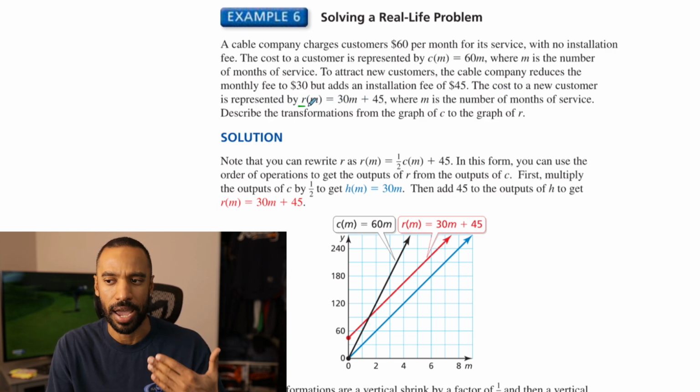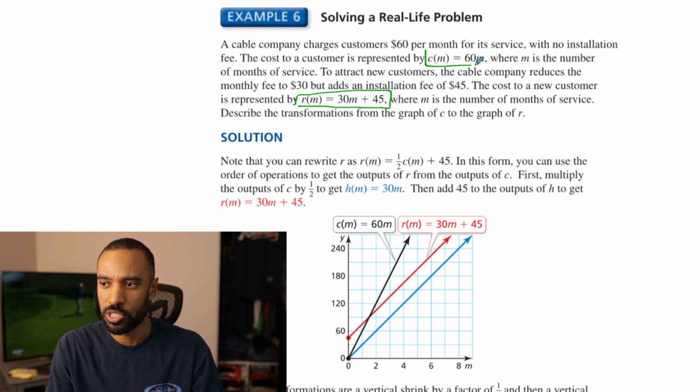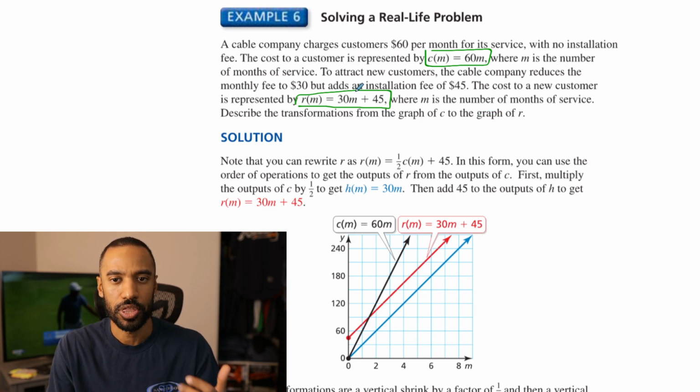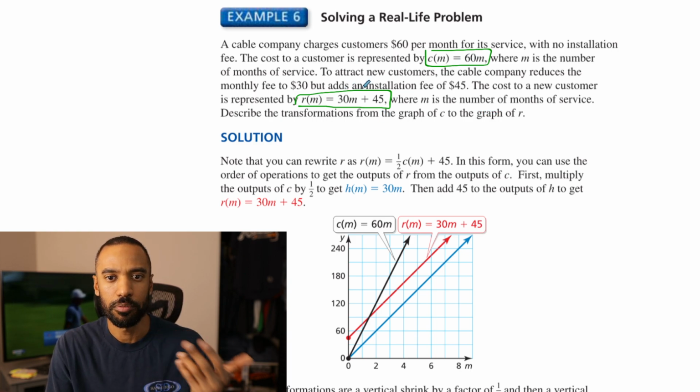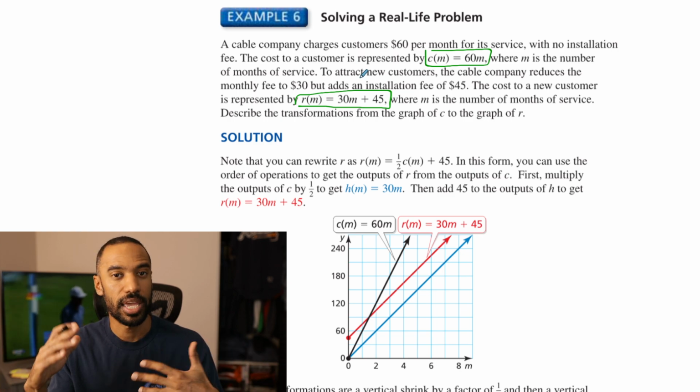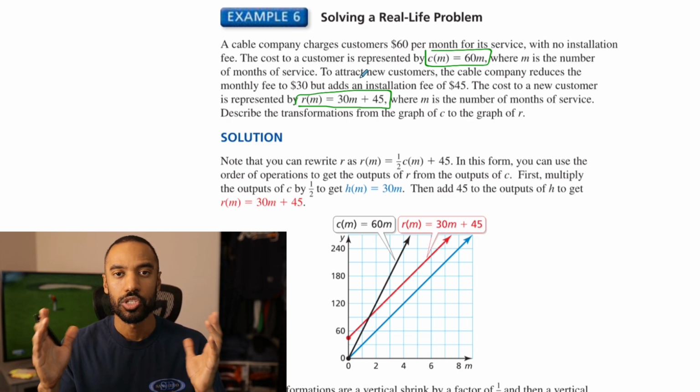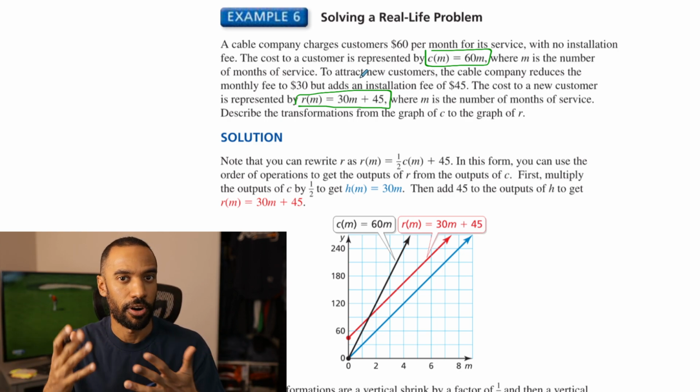And hopefully you can understand why the function is what it is versus what it was. It went from $60 a month to $30 per month, but now $45 installation fee, where M is still the number of months of service. Describe the transformations. Okay, so the things we can describe on this are, it went from 60 to 30. Oh, they're taking half off, and they are. So to us, that's a vertical shrink.